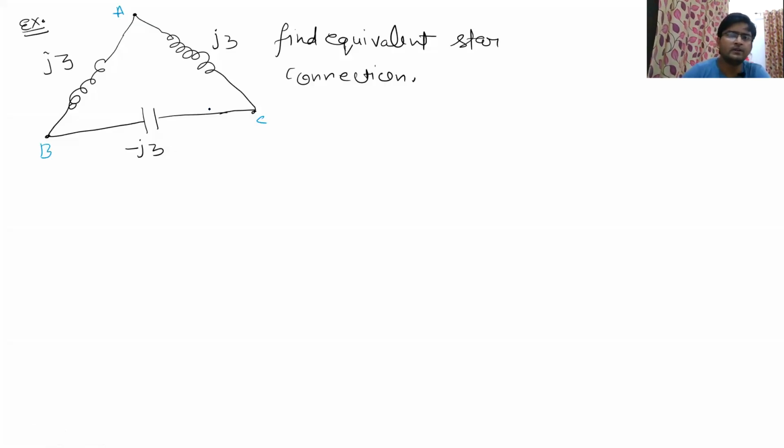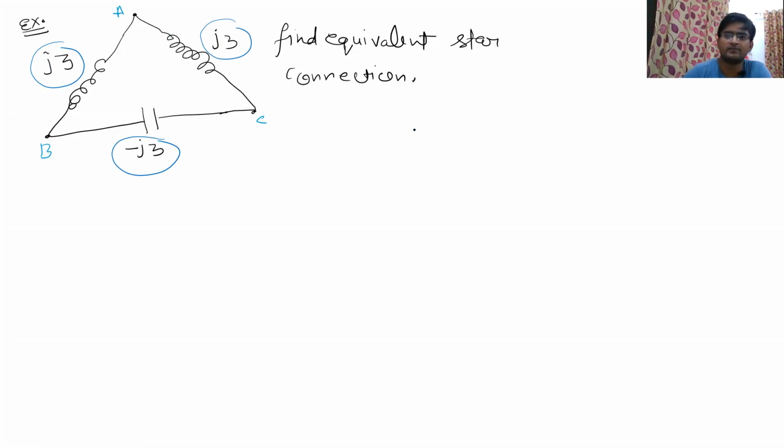Now here we see a delta network in which inductors and capacitors are given, but the values which are written here are not in the form of inductance or capacitance. These are actually in the form of impedance values. So the formula which we used for resistance, the same formula will be used for impedance. So I hope you must know this iota term. You can say it I or J. So this J3 and minus J3.